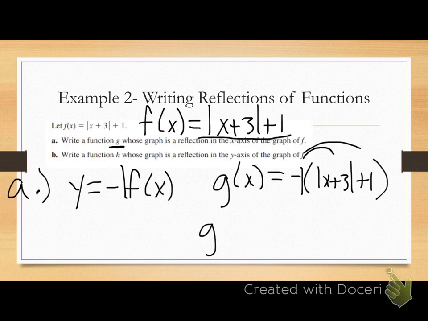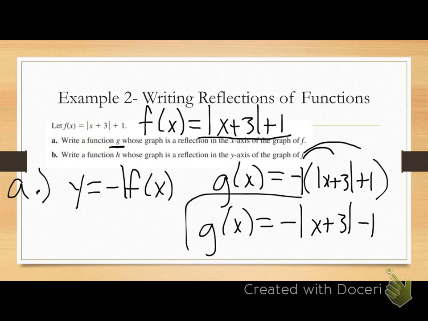So this will just turn into g of x equals negative absolute value of x plus 3 minus 1. And there'd be my answer. Because I can't do any more simplifying there, can I? Are there any questions how I got that?